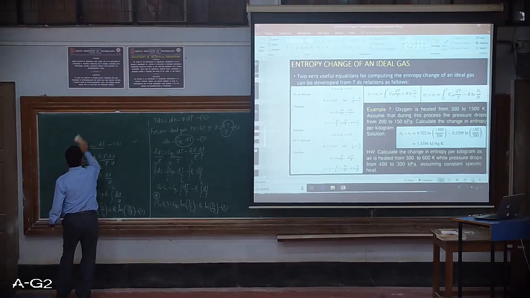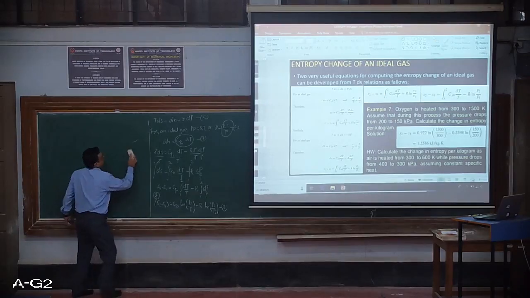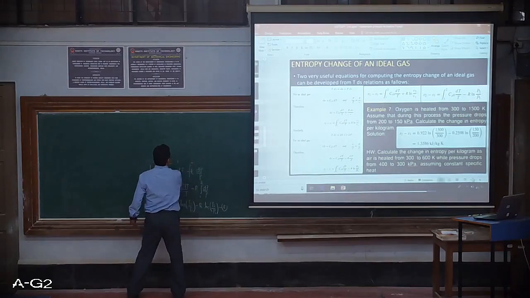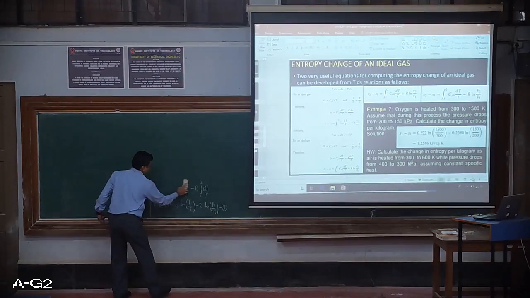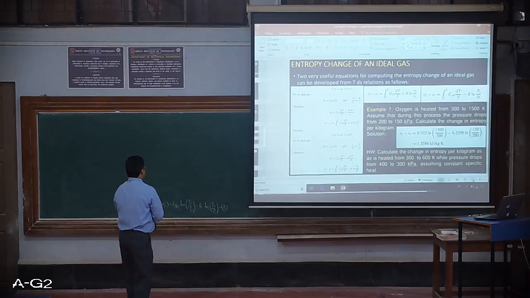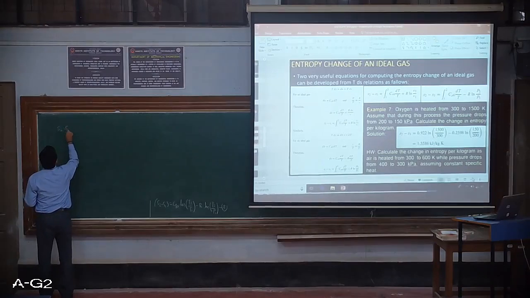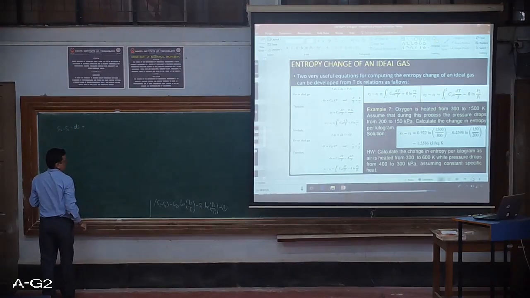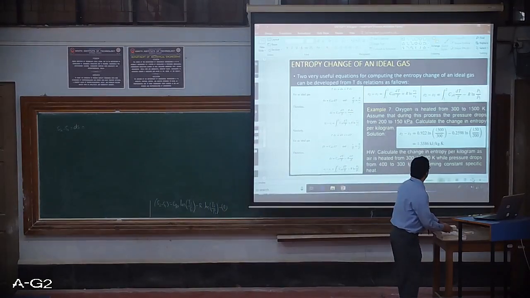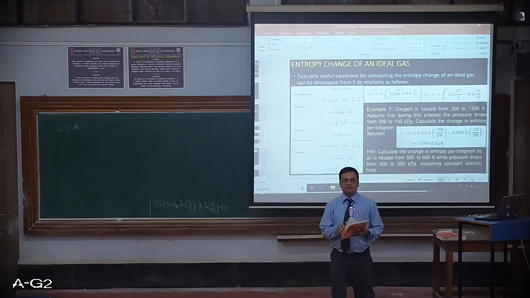Though it seems to be simple, some information is needed on how to find the value of CPO of a given gas which is considered as an ideal gas. So I'll keep this expression. Now here I'll rewrite it: S2 minus S1, which is equal to change in entropy. What I require is CPO, that is constant pressure of oxygen at a given temperature. So here you need to refer to property tables.